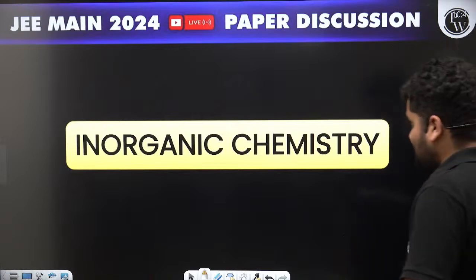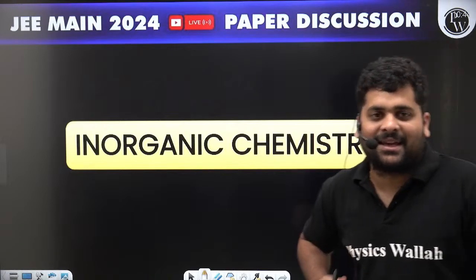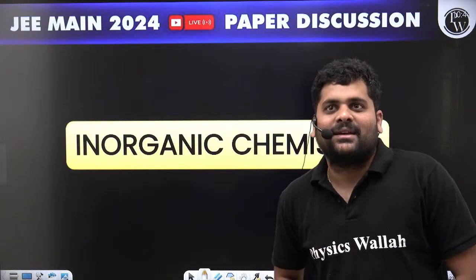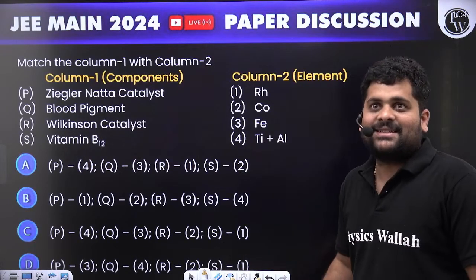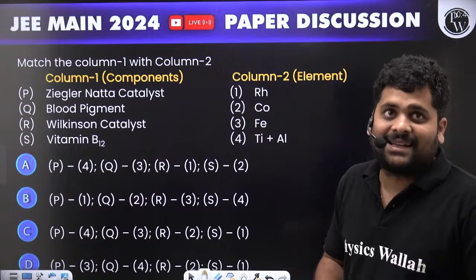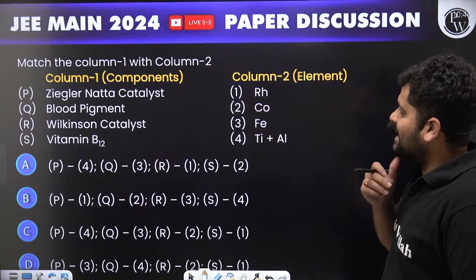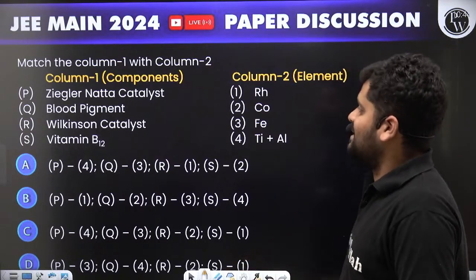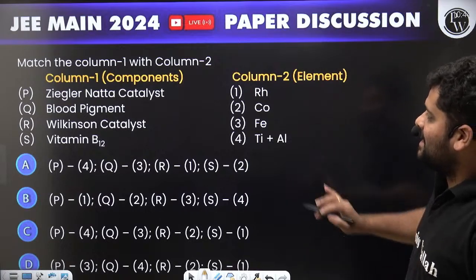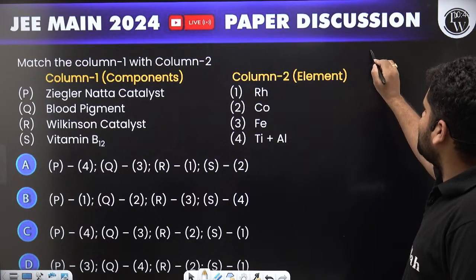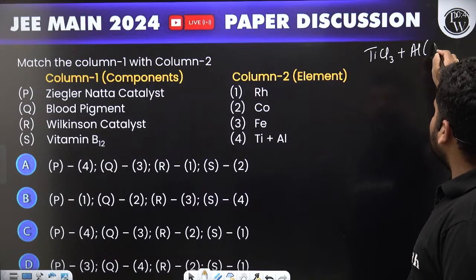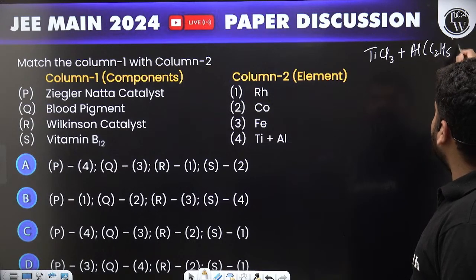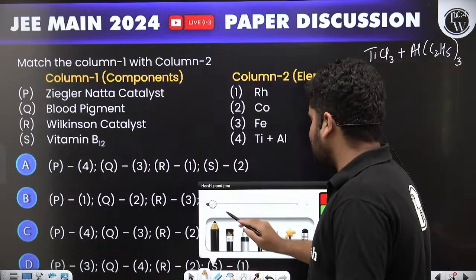Let us begin with the inorganic chemistry part. The first question is all with respect to catalysts. The first one is Ziegler-Natta catalyst, which is TiCl3 plus Al(C2H5) whole thrice. So this is Ziegler-Natta catalyst.